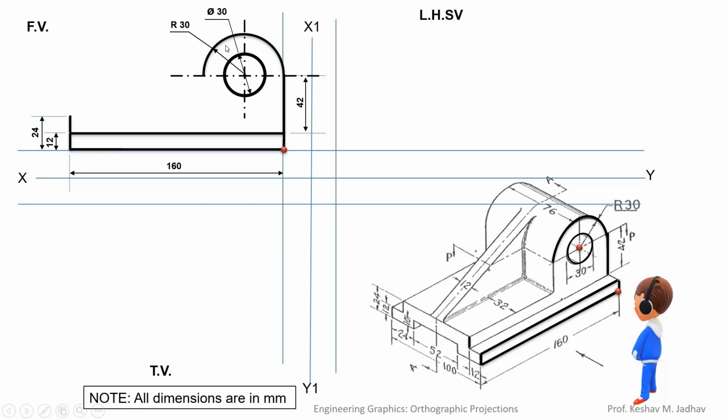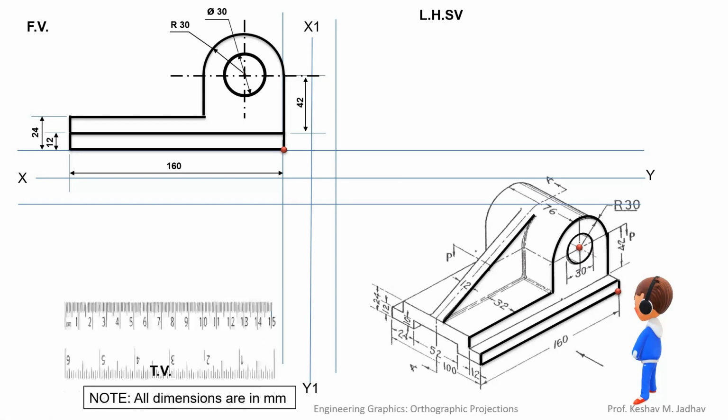Now we can draw this line. So this line can be extended up to this height. Then we can draw this line. So from this point we can connect here. Now we have to draw the rib. So the rib is starting from this edge and it is tangent to this cylinder.